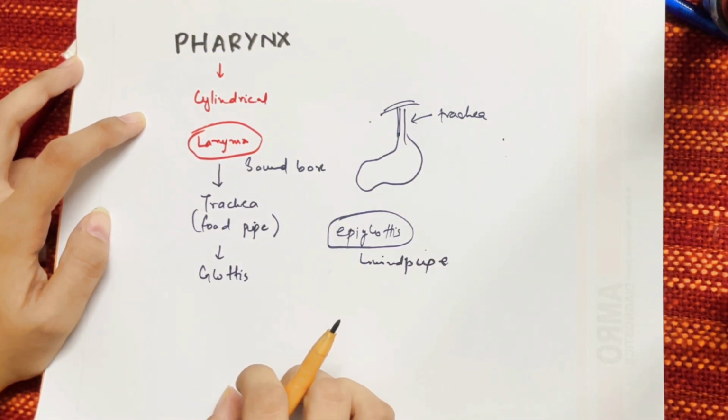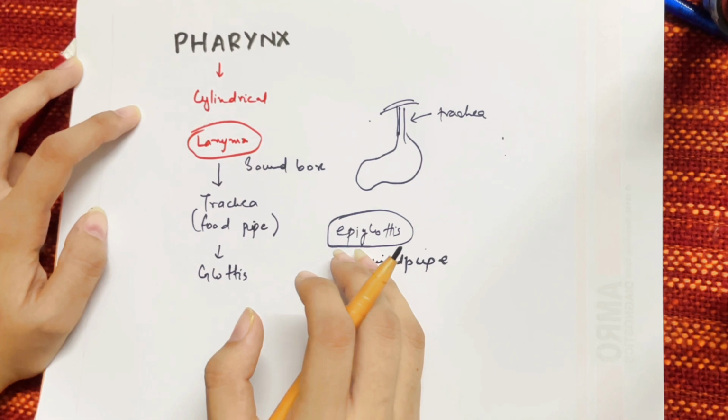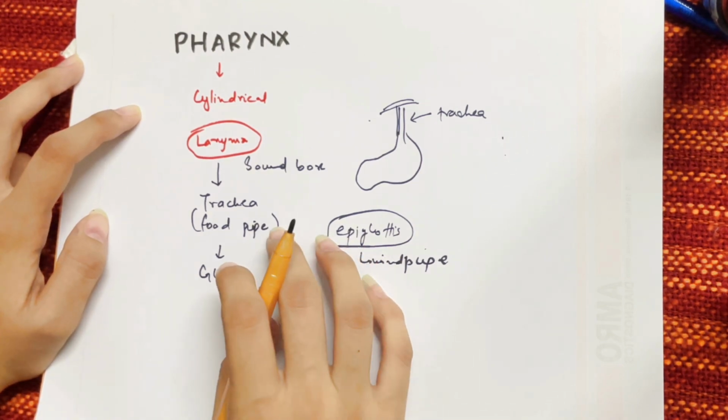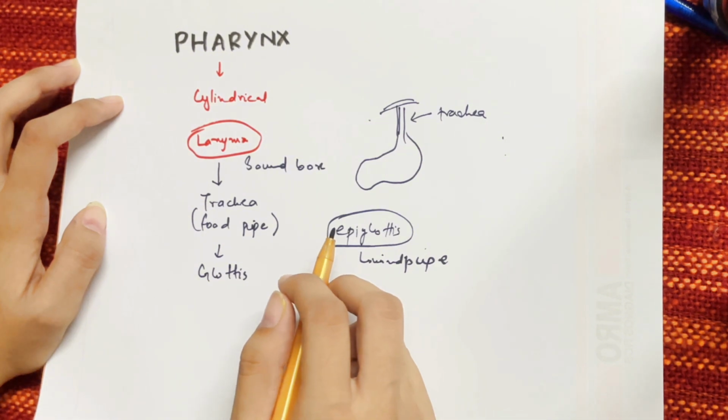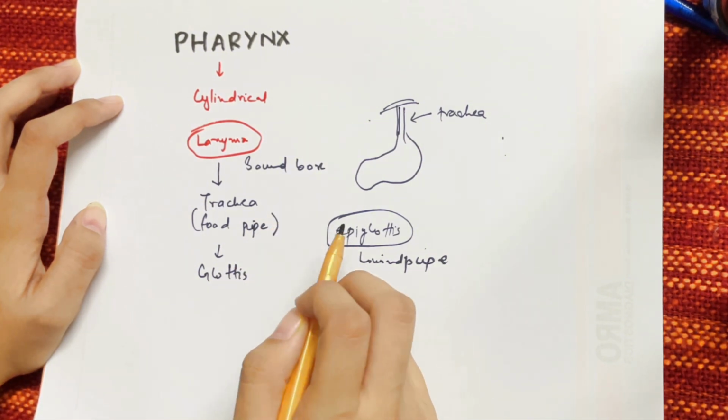If any substance enters into the trachea, say any microbe or any foreign particle, then we basically cough and all of those particles are thrown out of the body. So, this is the major structure of the pharynx.